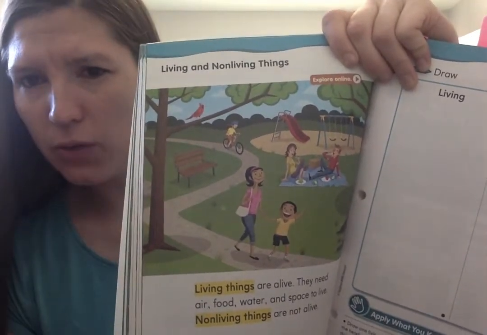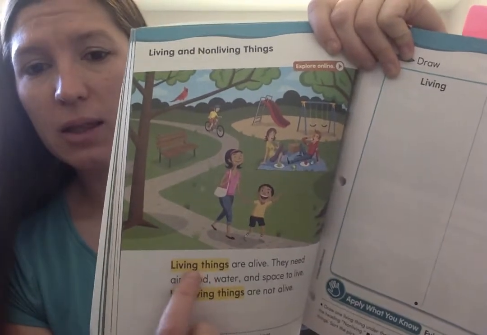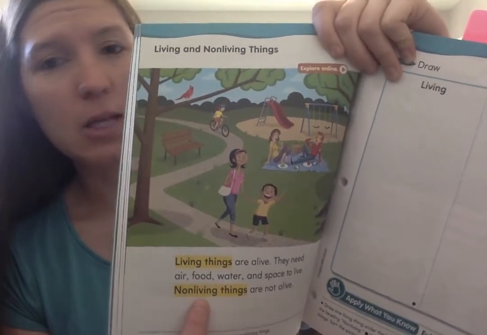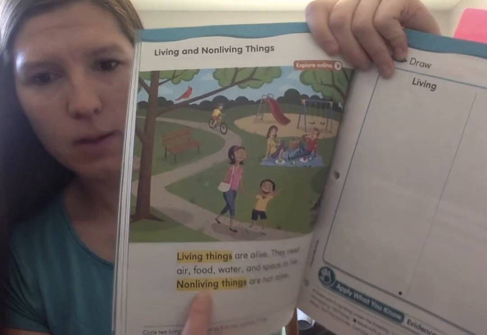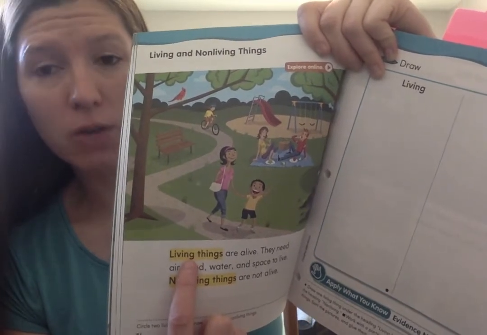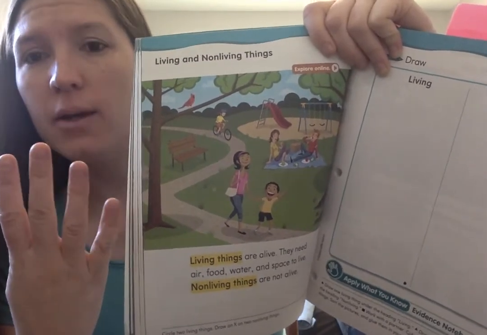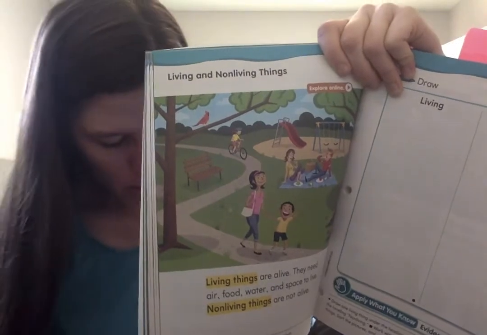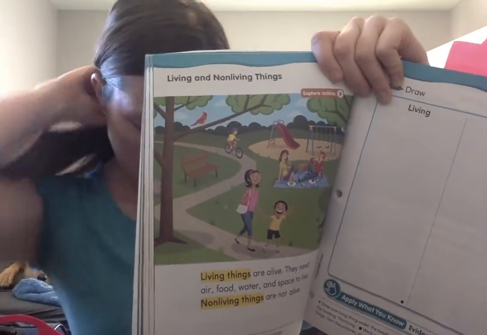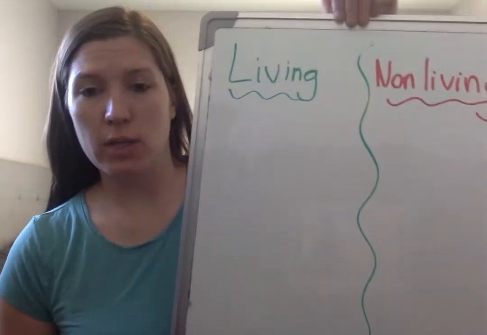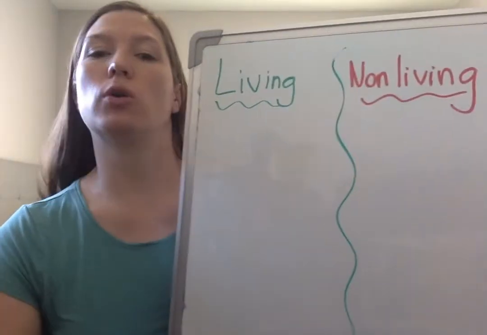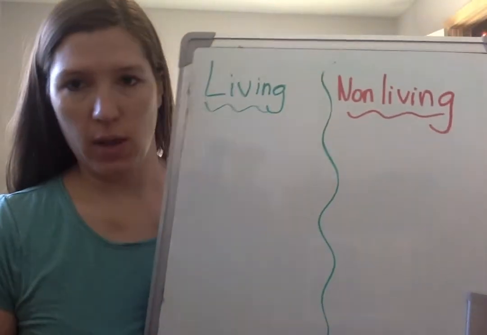So can you tell me the difference between something that's living and something that's not living? What do living things need to survive? Food, water, air, space to live. So now I'm going to show you some pictures. We're going to sort them together. And you're going to do this in your writing journal, but you'll only pick one thing for each side.